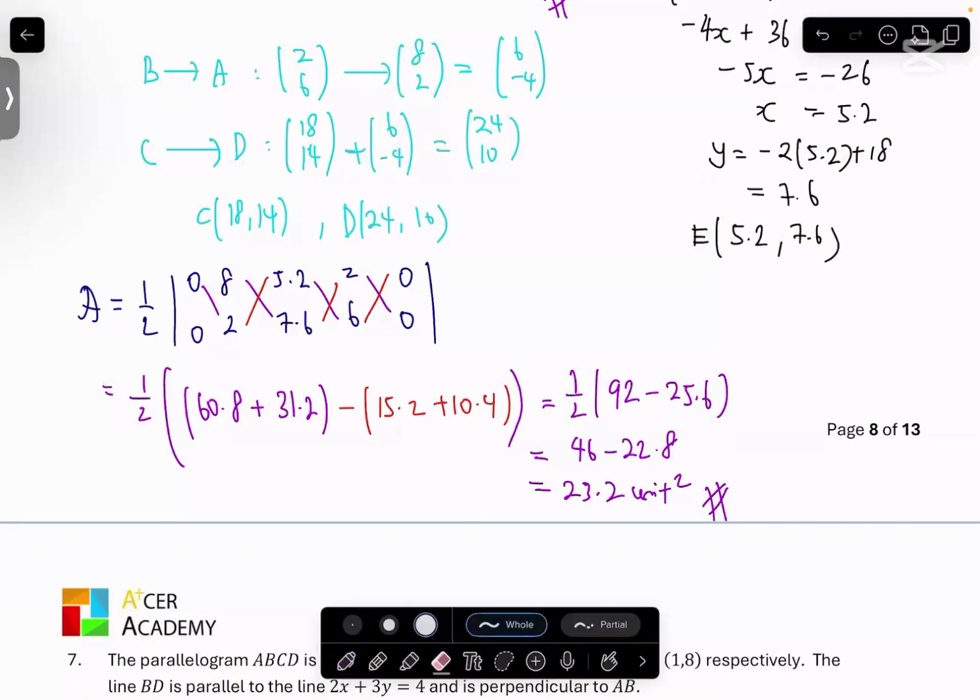Oh, wait, sorry, I made a mistake. This one is minus 12.8. Okay, so that is 30 something. 33.2, right? Yeah. Unit square.